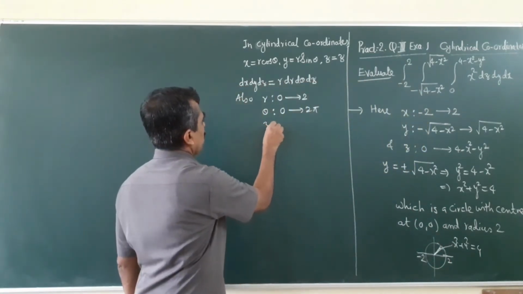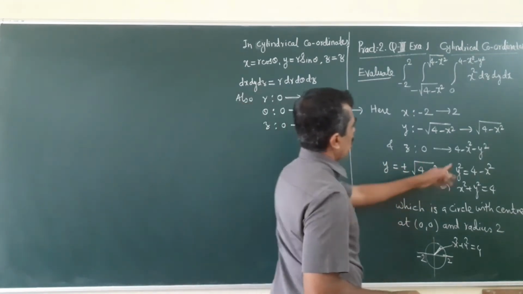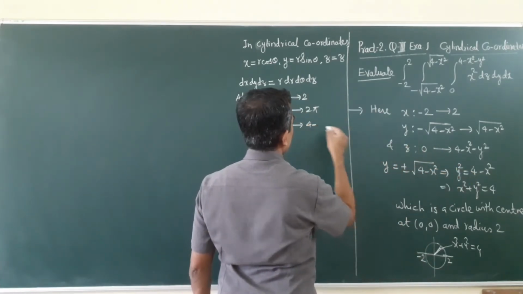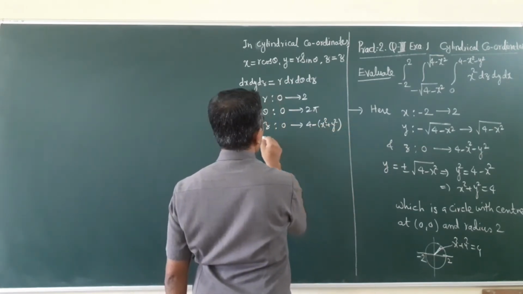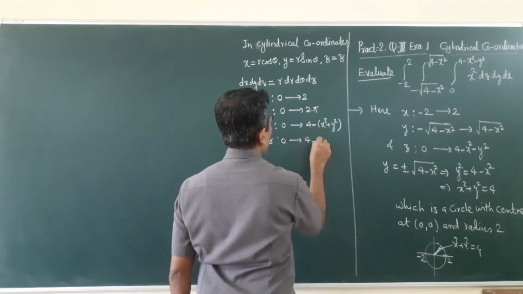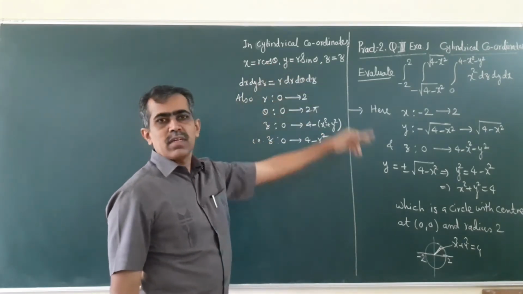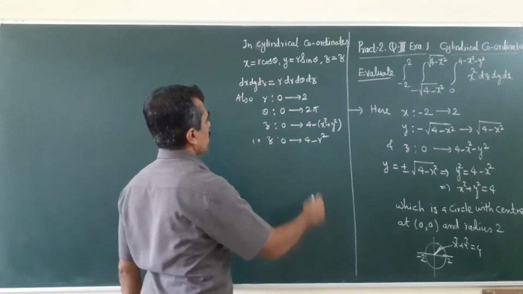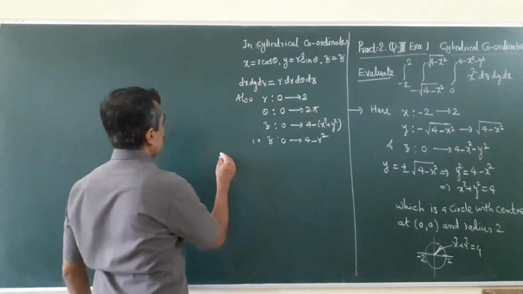And what about z? Z runs from 0 to 4 minus, what is x square plus y square? That is, z runs from 0 to 4 minus r square, because x square plus y square is r square cos square theta plus r square sin square theta, and obviously it is r square because cos square plus sin square is 1. Thus you have all the limits of r, theta and z. Now go for the given integral.